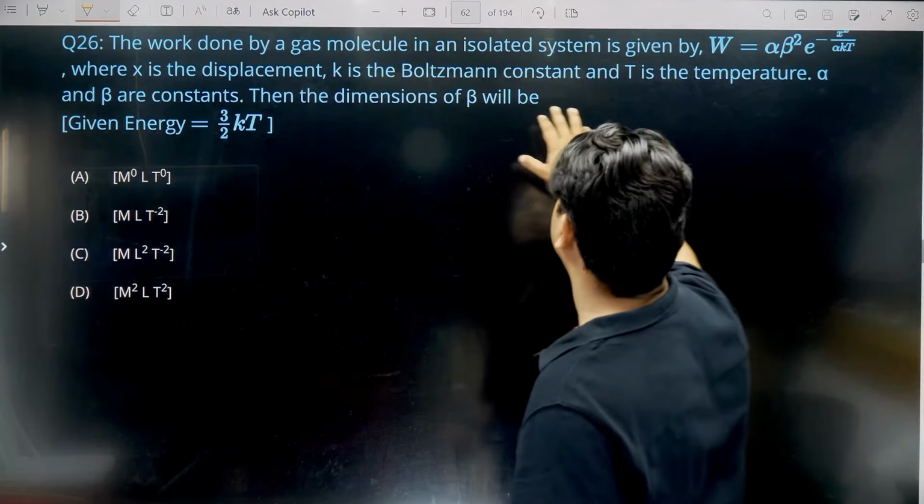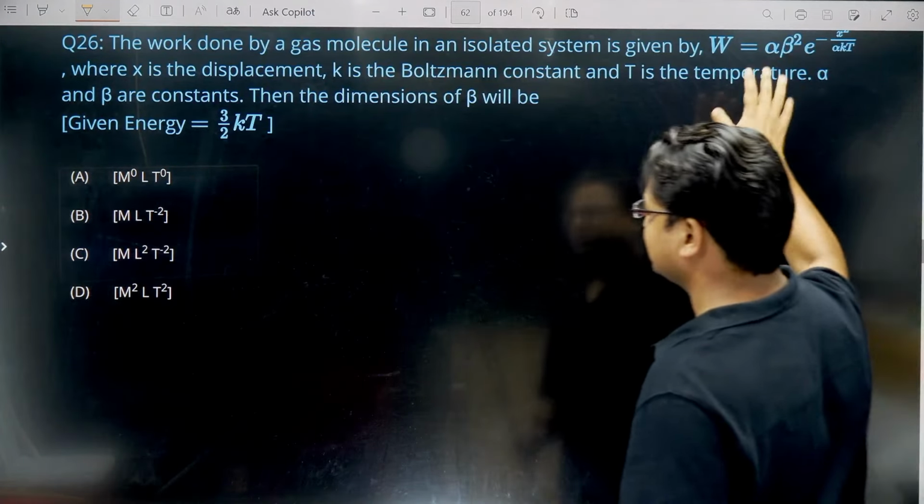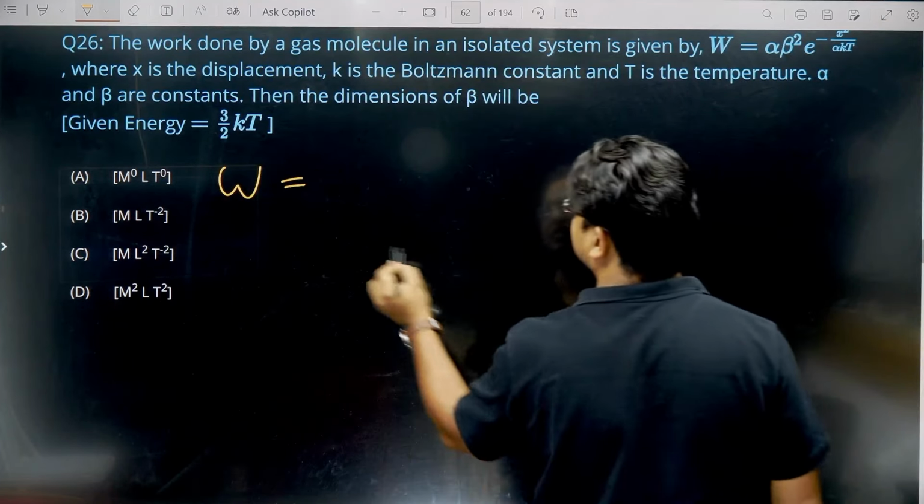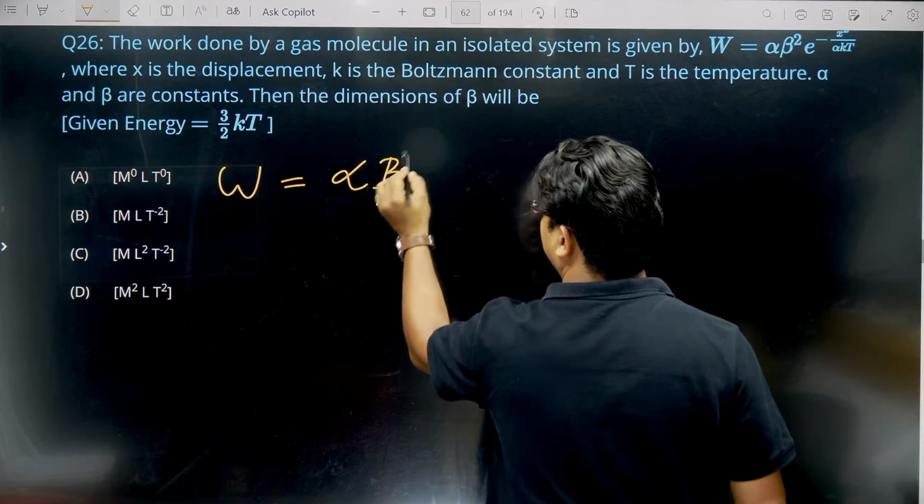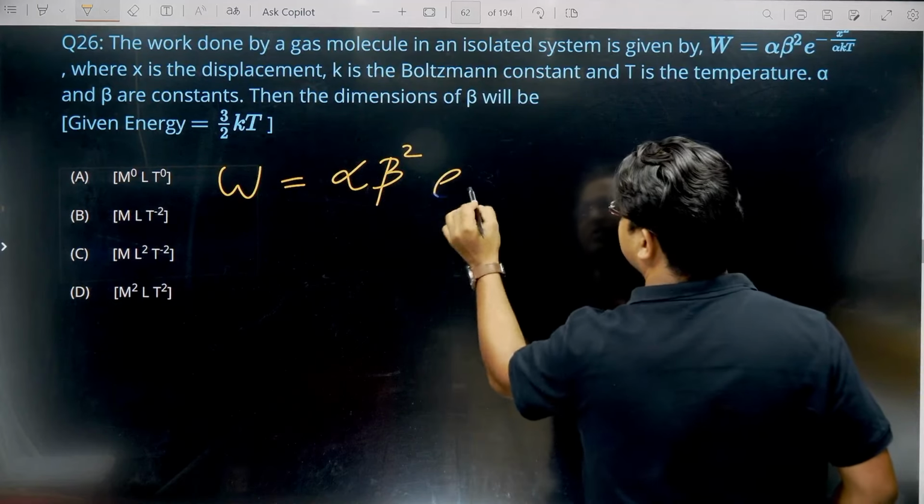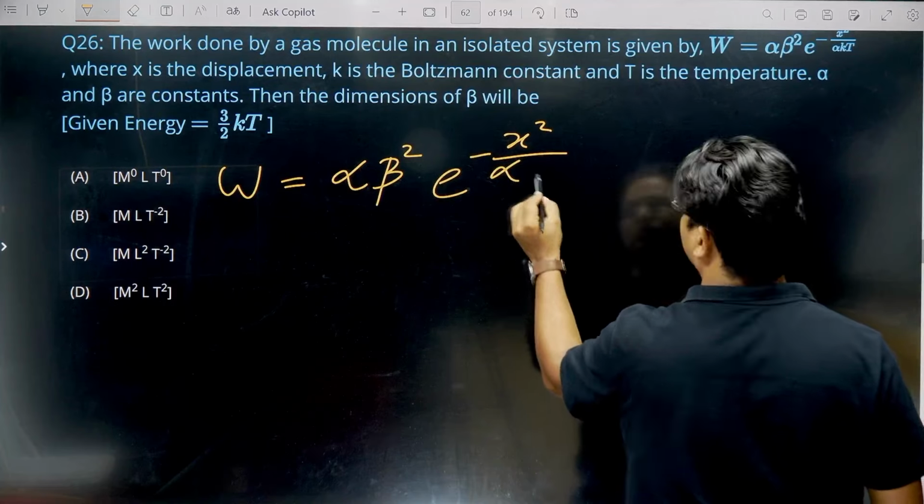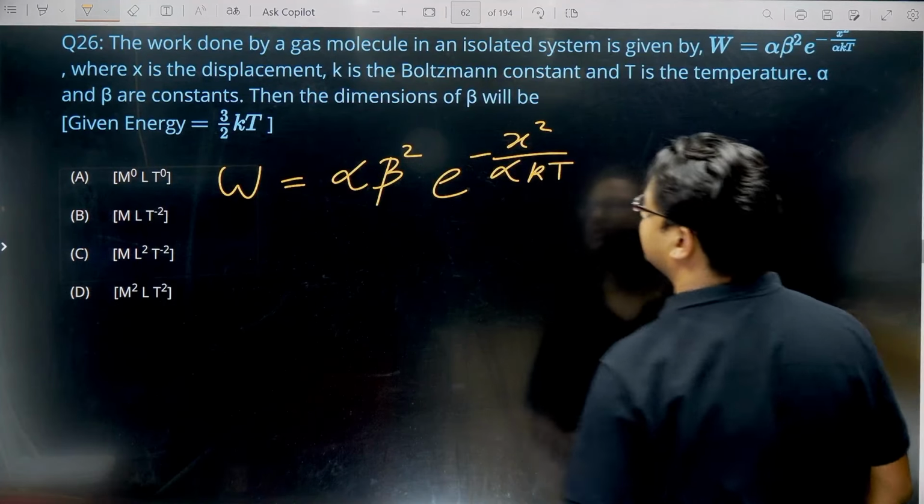So that was the first question in the physics section. Work done by a gas molecule in an isolated system is given by some expression. I'll write the expression again here. It is W equals alpha beta square e raised to the power minus x square by alpha kT. So this expression has been given to us.